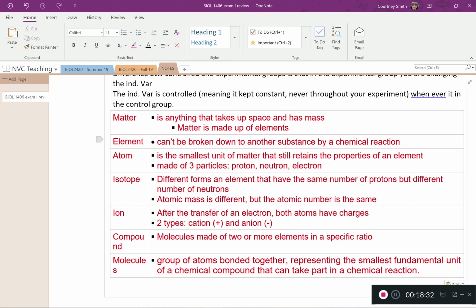What is an atom? An atom is the smallest unit of matter. It has 3 main properties: a proton, neutron, and electron. Protons are positively charged, neutrons have no charge, and electrons are negatively charged. And then what is an isotope? An isotope is a different form of an element that has the same number of protons but a different number of neutrons. The different number of neutrons is why the mass is different, but the atomic number remains the same for the element. An ion is a transfer of electrons, and both atoms will have a charge.